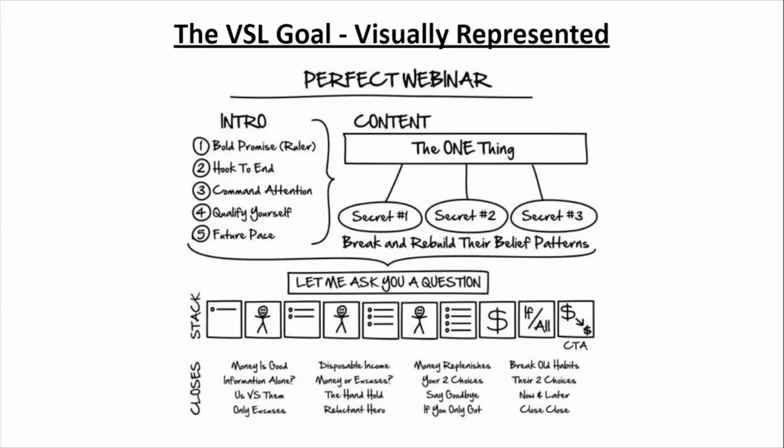What we're going to cover is the introduction, as you can see here. How do we start the VSL? The 3 parts. How do we get the VSL going? What content do we put? And how do we get our offer going?